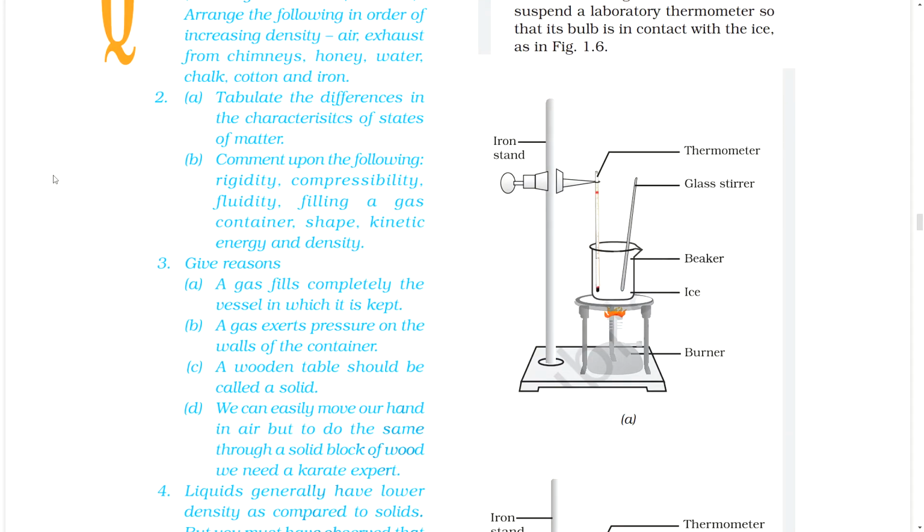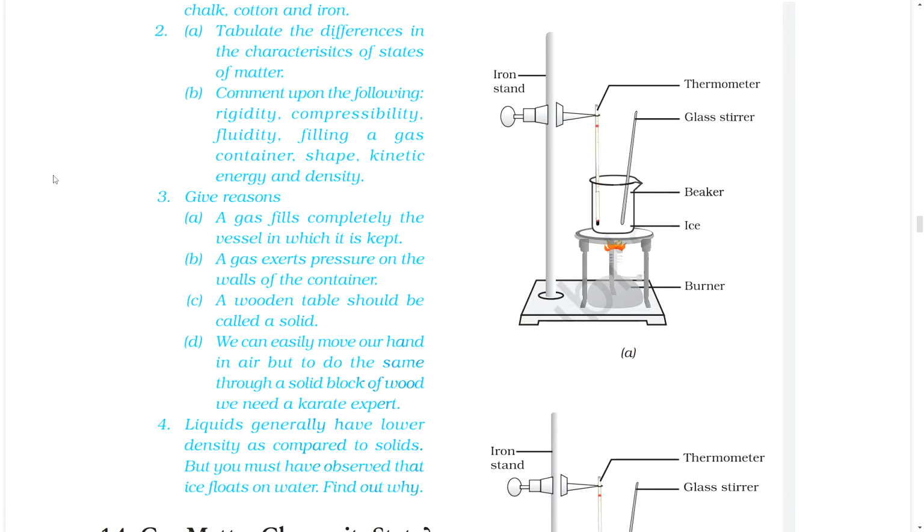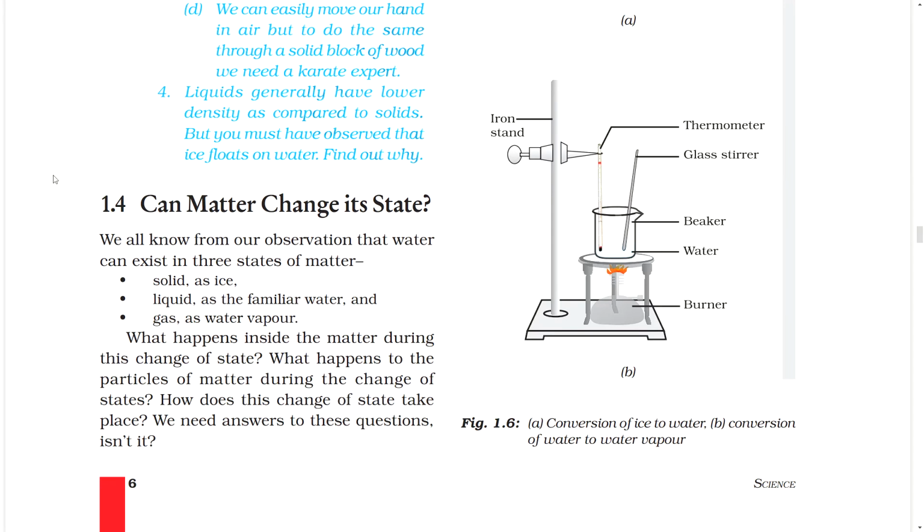Iron stand, thermometer, glass stirrer, beaker, ice, burner. Iron stand, thermometer, glass stirrer, beaker, water, burner. A. Conversion of ice to water. B. Conversion of water to water vapor.